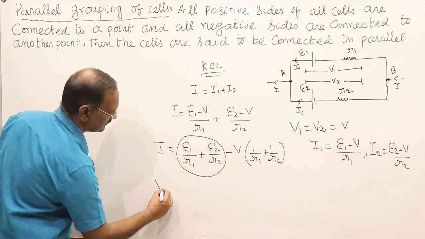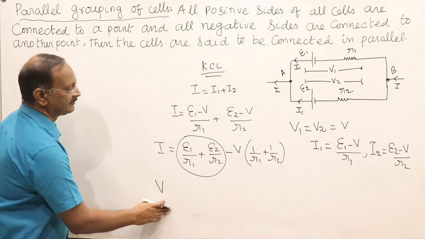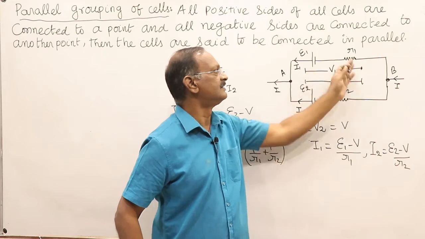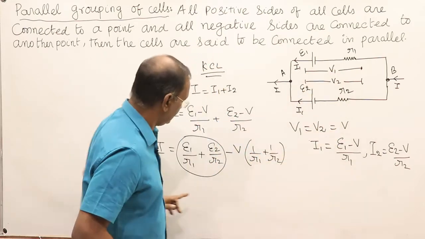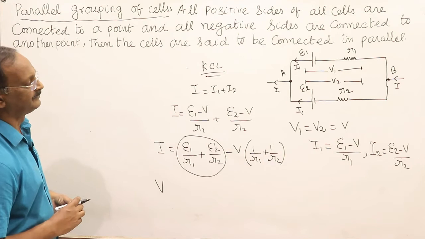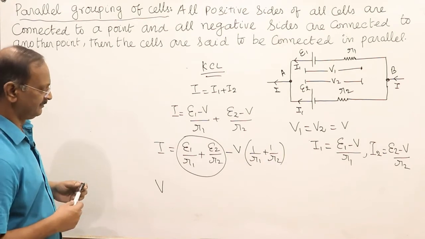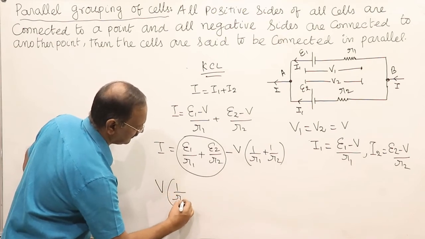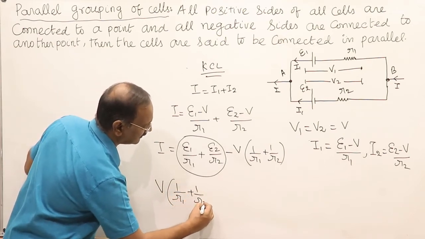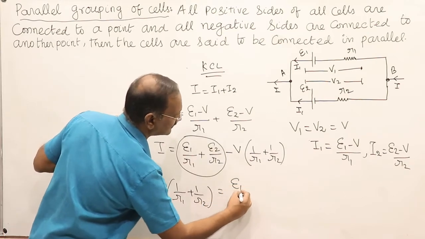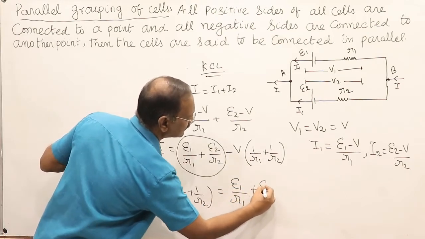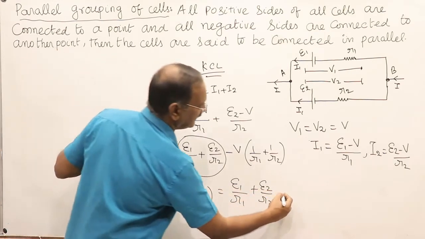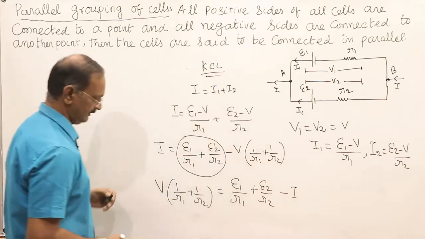Now what is V? We have to find out the potential difference across the combination. We have taken single cells in parallel, and this V stands for the potential difference across the combination. Let us see how it is. V into (1 by R1 plus 1 by R2) is equal to E1 by R1 plus E2 by R2 minus I. This is the equation.